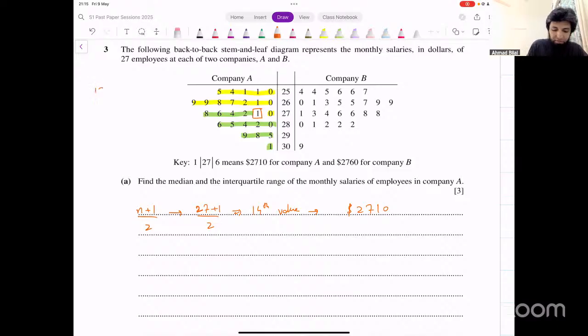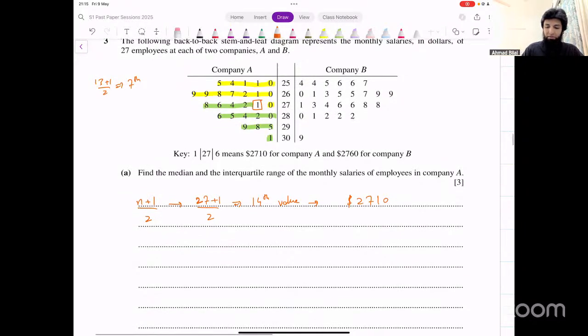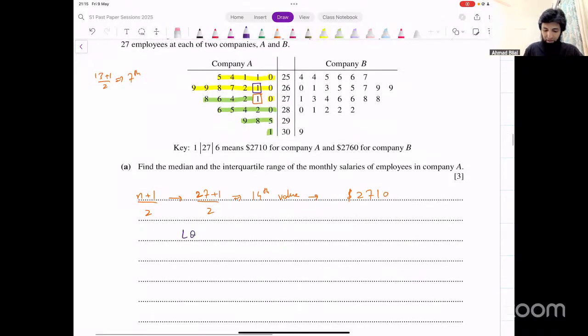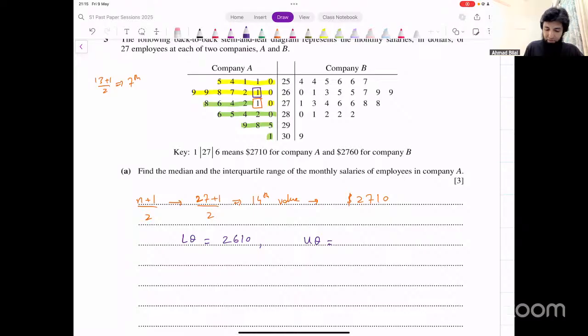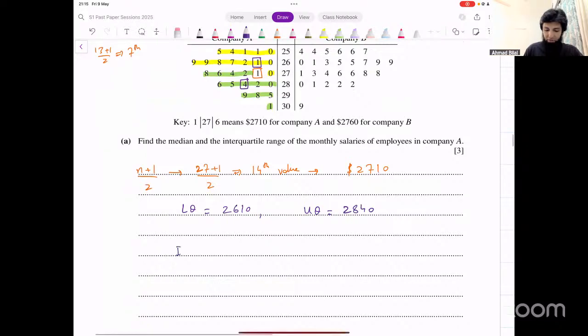So 13 plus 1 over 2, what does that give you? 7th. In each of these parts, the 7th value is going to be the quartile, upper quartile or lower quartile. 7th value, 1, 2, 3, 4, 5, 6, 7. This is the 7th value on one side. We would say that's the lower quartile. That's 2610. And then 7th value in the green part, 1, 2, 3, 4, 5, 6, 7. That's this value. That's 2840. That's the upper quartile.